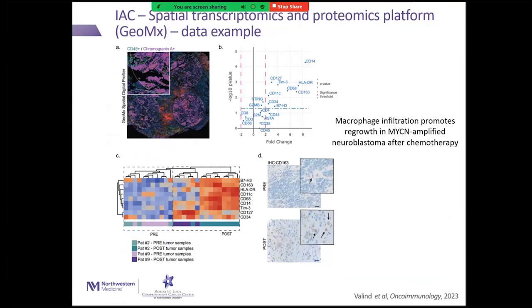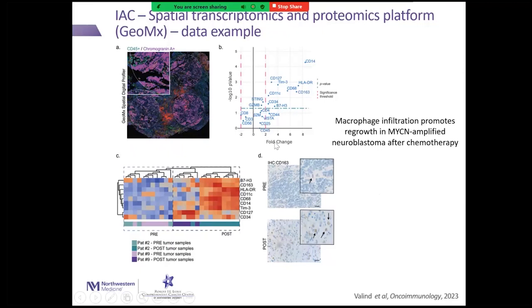So this is another example that I took from a publication that was available online. This paper is called Macrophage Infiltration Promotes Regrowth in MYCN-Amplified Neuroblastoma After Chemotherapy. Here they used the GeoMx platform to see the spatial transcriptomics data on their neuroblastoma samples. They made use of CD45 markers for the immune cells and chromogranin A positive marker for the tumor cells.